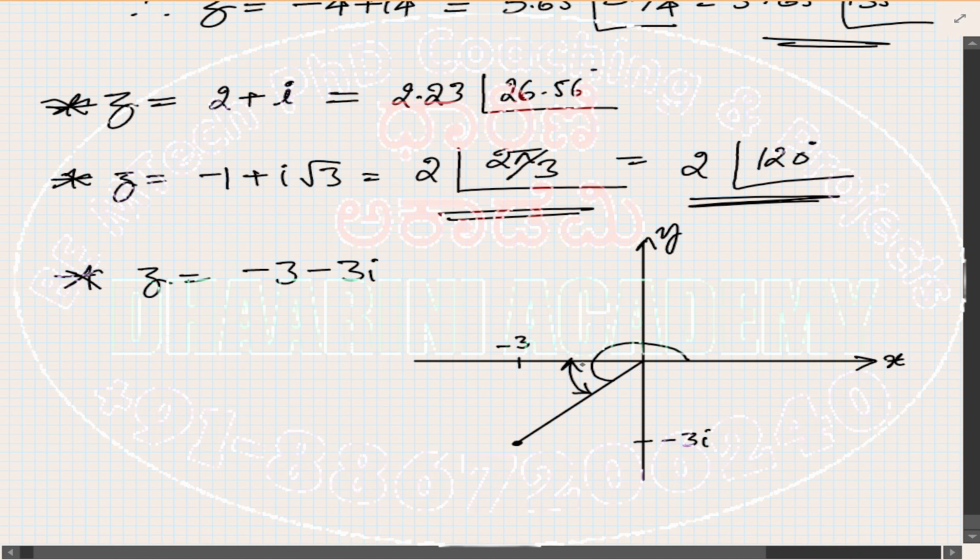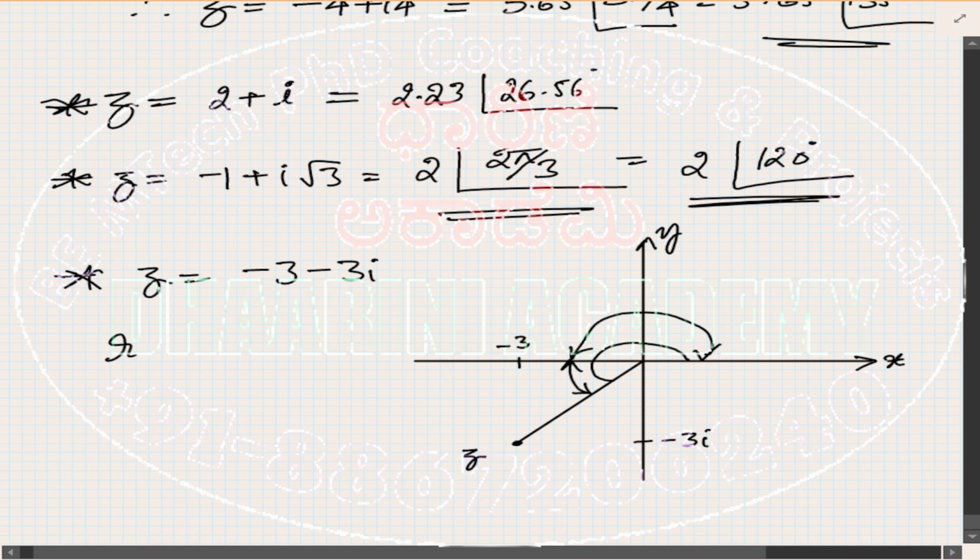Correct? So theta, if I simply do tan inverse of minus 3 by minus 3, the angle I get is this, between the negative x-axis and this given z. I just get that angle. So what I should do is add this 180 degrees to that. So this is pi plus theta. So pi plus tan inverse of y by x should be calculated in this case. Okay, so that's the only rule here.